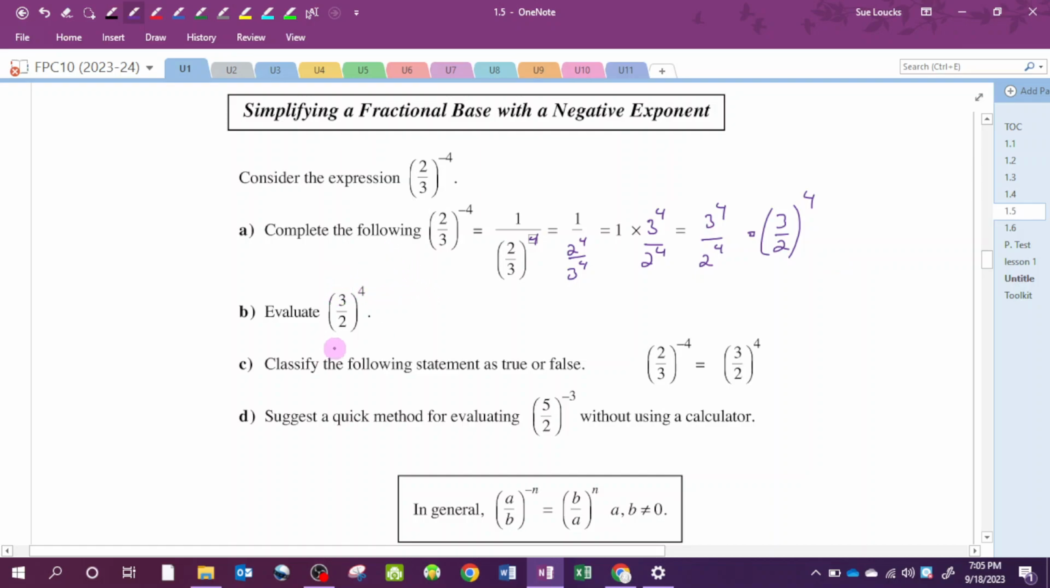So they want us to evaluate this. So 3 to the power of 4 is 81, and 2 to the power of 4 is 16. And then we're going to classify this as true or false. Is 2 over 3 to the negative 4 the same as 3 over 2 to the 4? Yes, it is. That's what we got up here. Okay. So the rule is you flip the fraction, and then the exponent becomes positive.